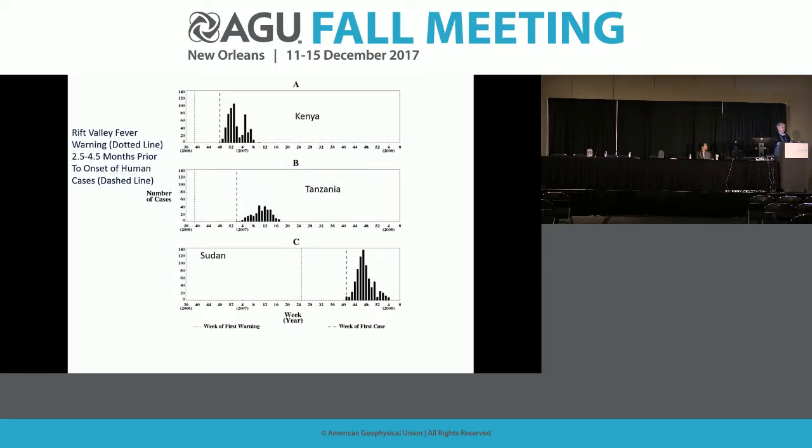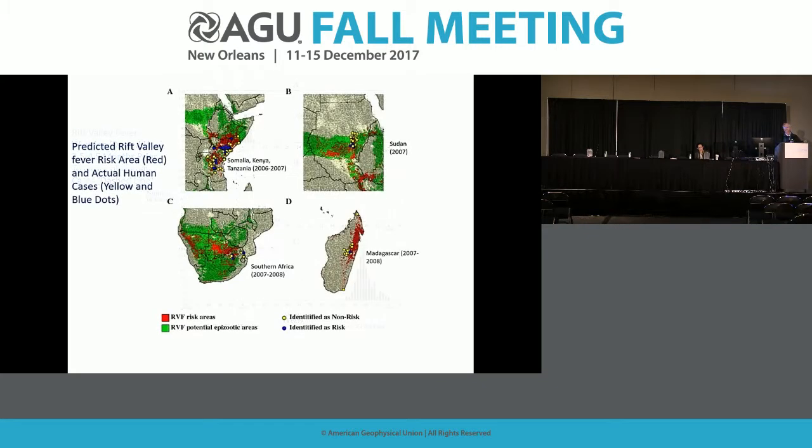This graph just briefly shows actual human cases in Kenya, Tanzania, and Sudan. The dashed line here at the beginning of those cases indicates the first case. So that's the first case in Tanzania, the first case in Sudan is right there. This dotted line is actually when our warning came out. So you can see, you probably can't see, but the warning came out 3 to 5 months before the first case was actually documented. So it gave a lot of warning.